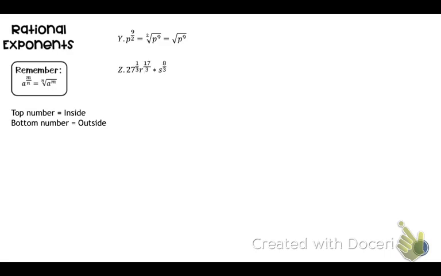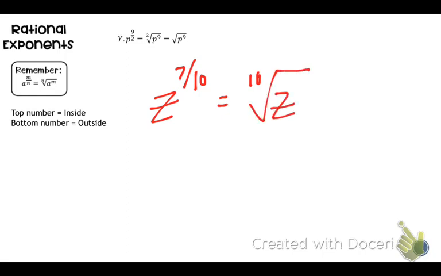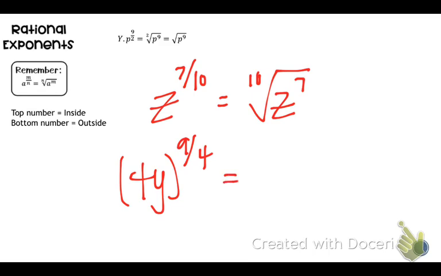Okay, this one. I want to write one more. So say you have like z to the 7/10. Top number's on the inside, bottom number's on the outside. So that's going to be the 10th root of z to the 7th. If you had 4y to the 9/4 power, that's going to be bottom number's on the outside, top number's on the inside. So that's going to be the 4th root of 4y to the 9th power.